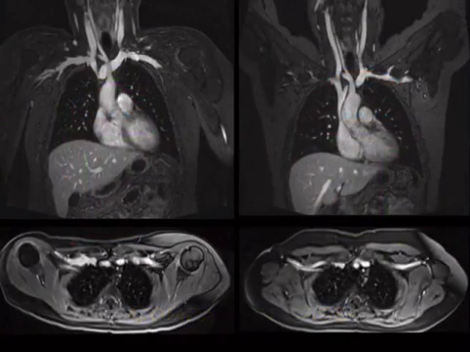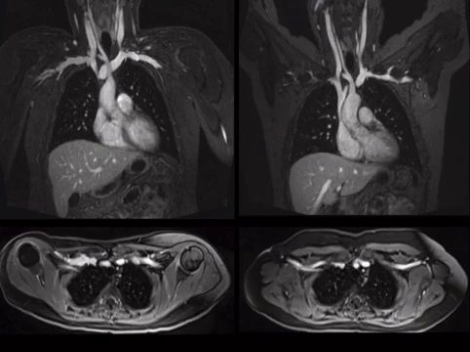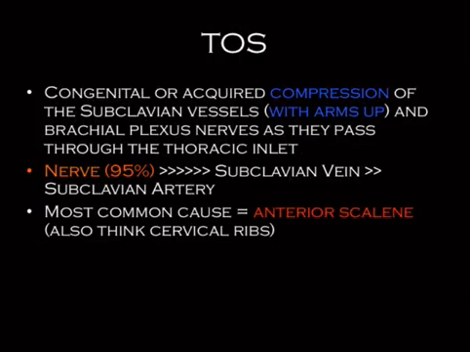Here's a companion case. Dynamic, up and down, and with the arms up, you're seeing occlusion of the vasculature here. So this is thoracic outlet syndrome. That's how it's always shown. Not necessarily with MR. It can be shown with angiography showing the same thing, arms up, arms down, with compression with arms up. There are three different types of thoracic outlet: compression of the nerve, compression of the vein, and compression of the artery. Compression of the nerve is by far the most common, but the way it's shown on imaging is either compression of the artery or the vein.